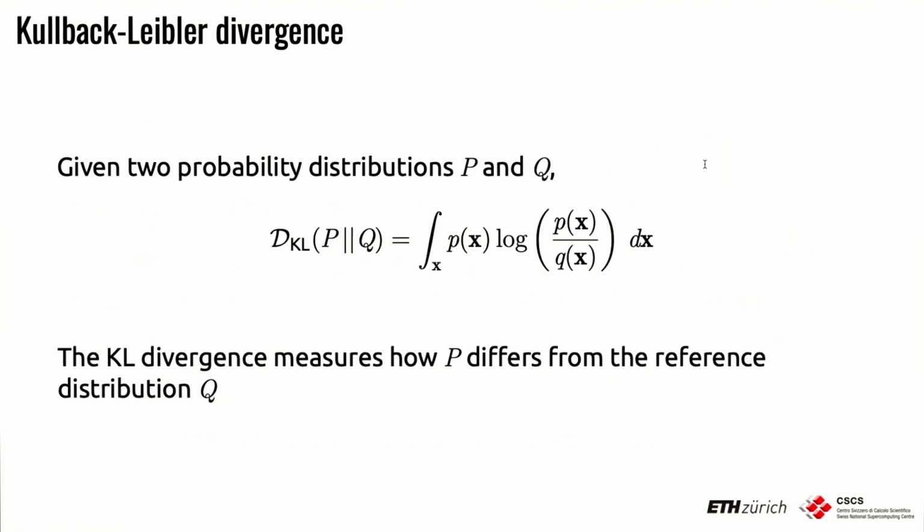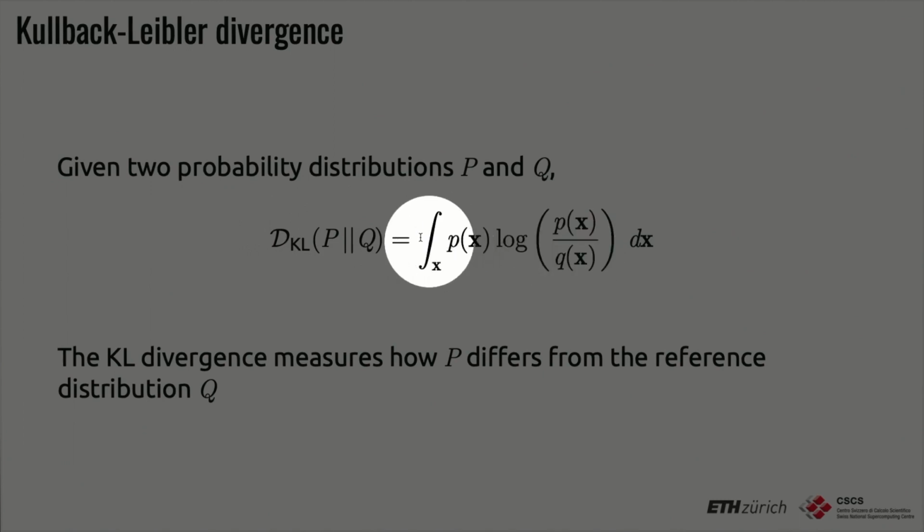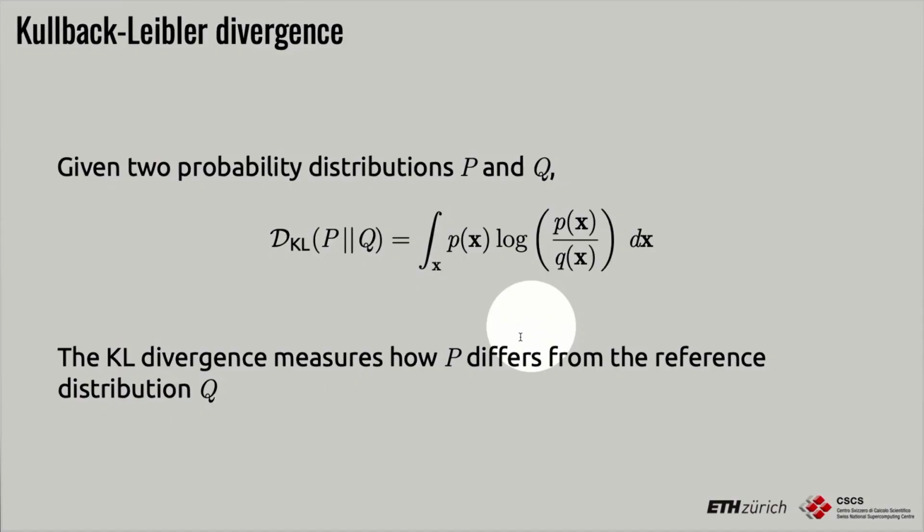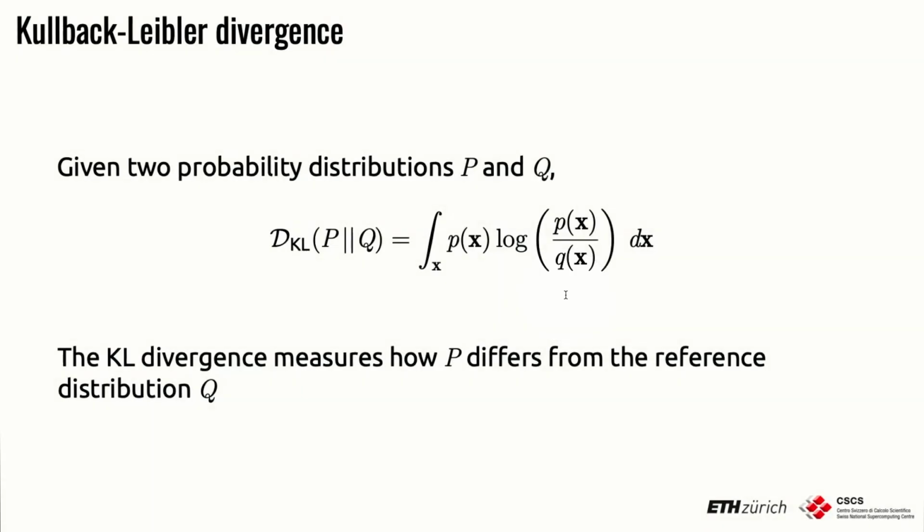We can probably skip this one, but essentially this is a measure of how similar two probability distributions are. It is always positive and is 0 only if the two probability distributions P and Q are the same, and it's called the KL divergence, a very famous metric for this kind of models.